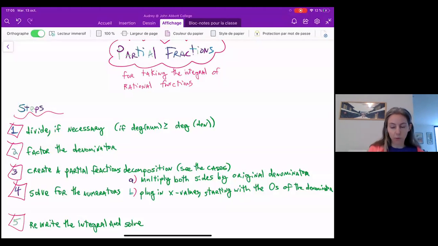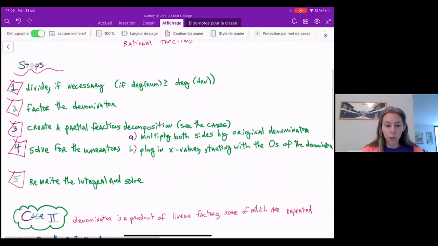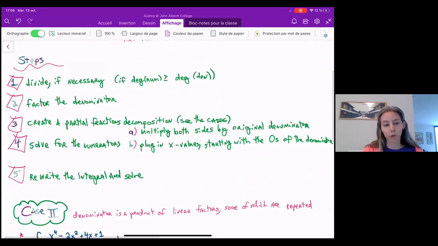So I have our steps written here just as a reminder. First, we divide if necessary. We divide in the case where the degree of the numerator is greater than or equal to the degree of the denominator. Then after that, we factor the denominator, we create a partial fractions decomposition, we solve for the numerators, and we have 2 steps for doing that, and then we rewrite the integral and solve.